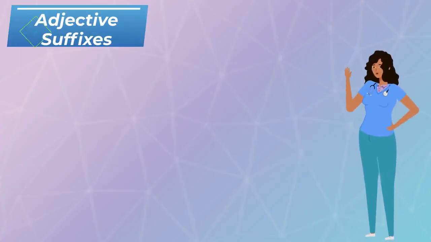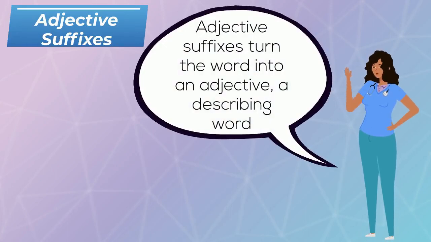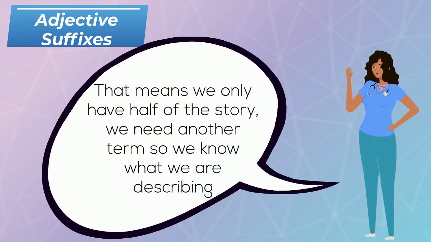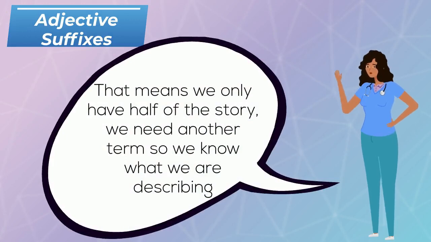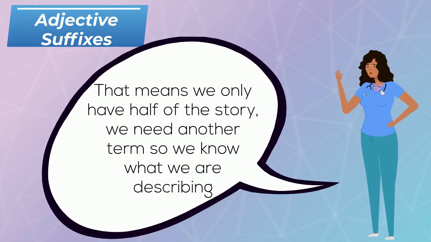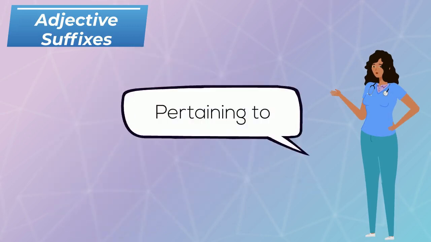Yay, we made it to our adjective suffixes. Adjective suffixes turn the word into an adjective, a describing word, which means we've only got half the story. We have to have other terms so we know what it is that we're describing. So you'll always find an adjective term with another term. Adjective terms mostly mean pertaining to. So they just tell us what we're talking about.